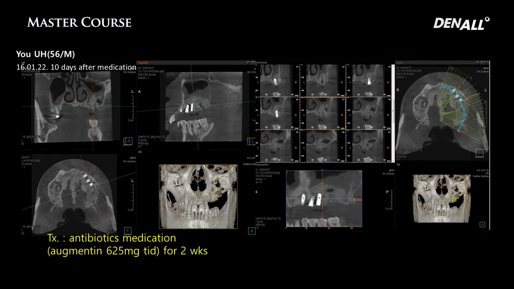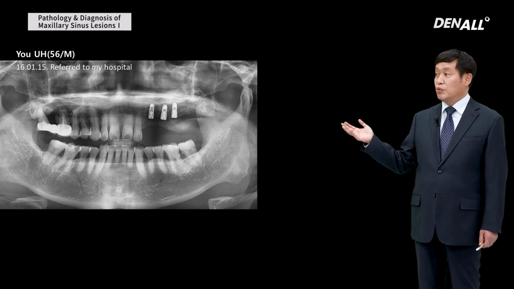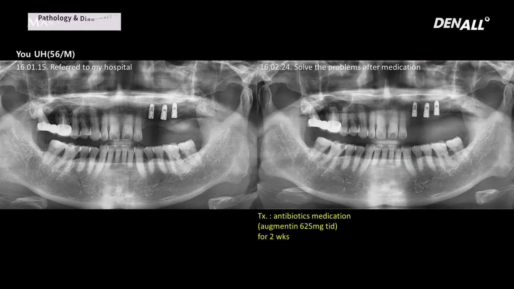This is 10 days later. This is a cone beam CT. You can see that compared with the CT taken from the private clinic, maxillary sinus inflammation has decreased significantly. This is a panoramic x-ray at the initial visit. This is 2 weeks later with medical prescription. After 1 month, almost all problems were resolved, and with just medication, the case was solved.